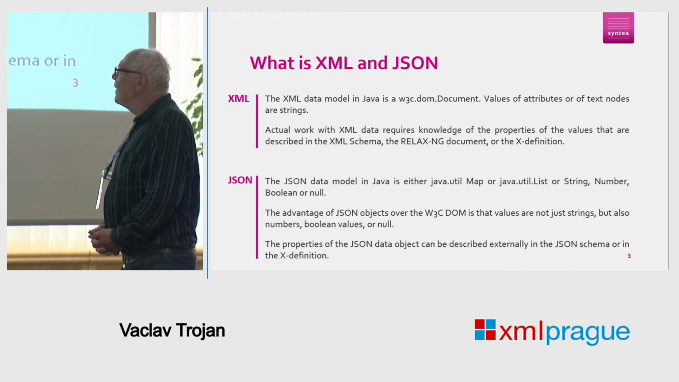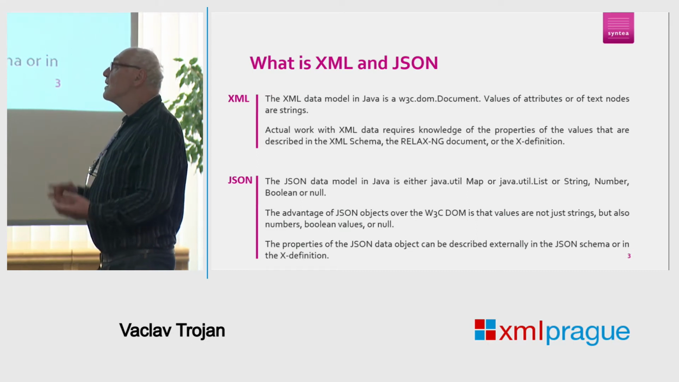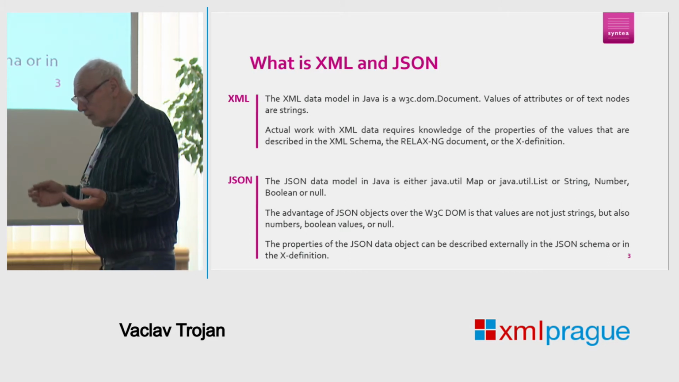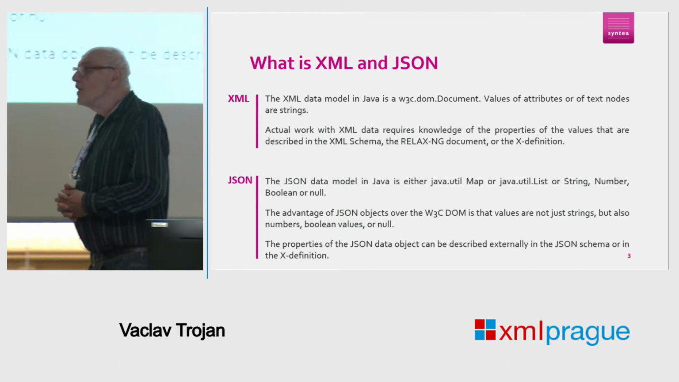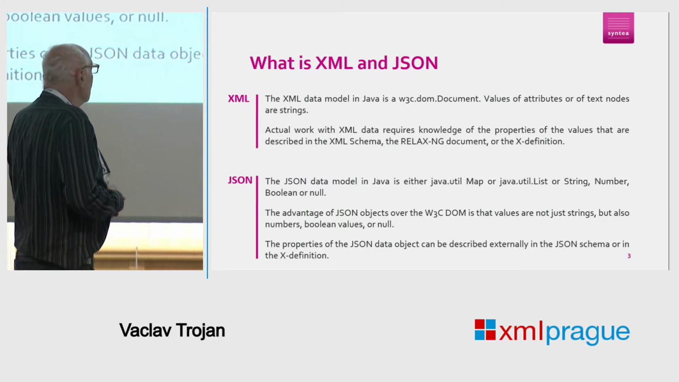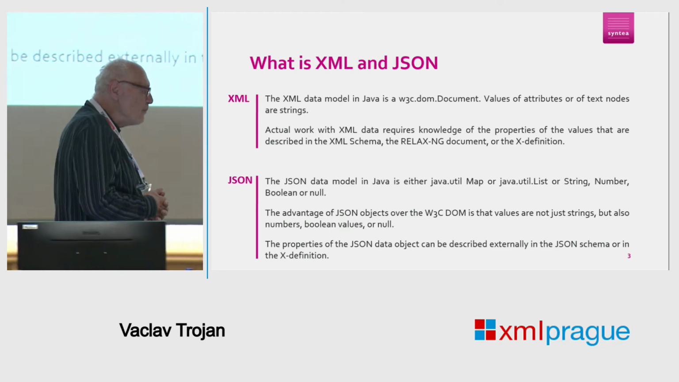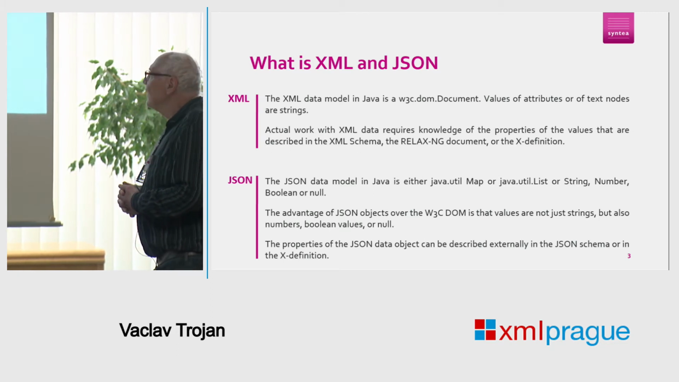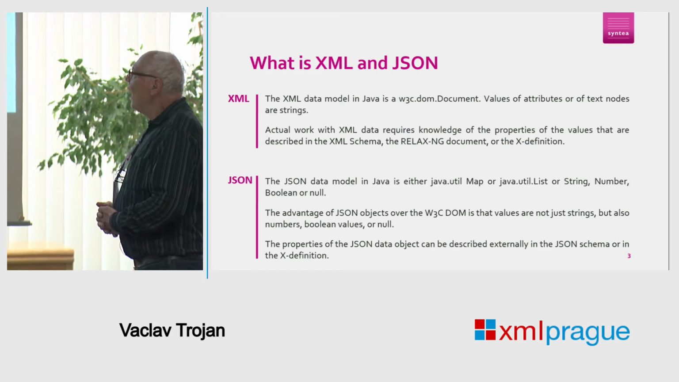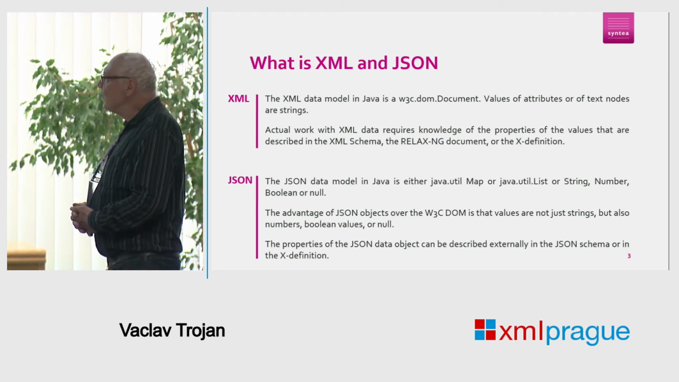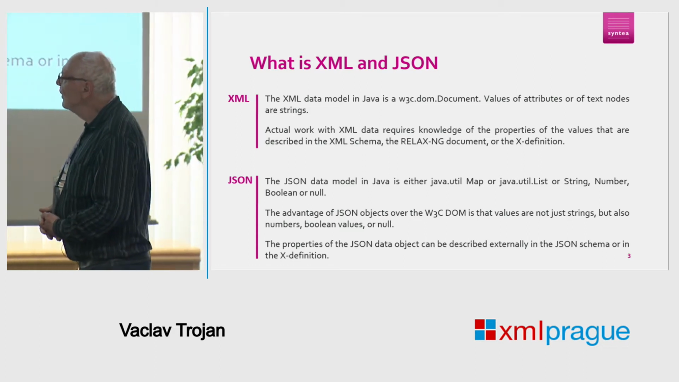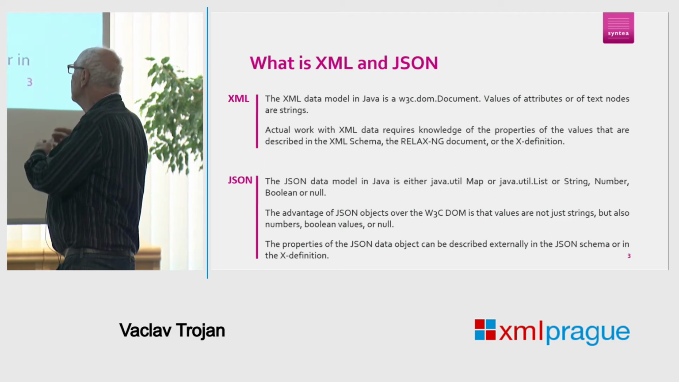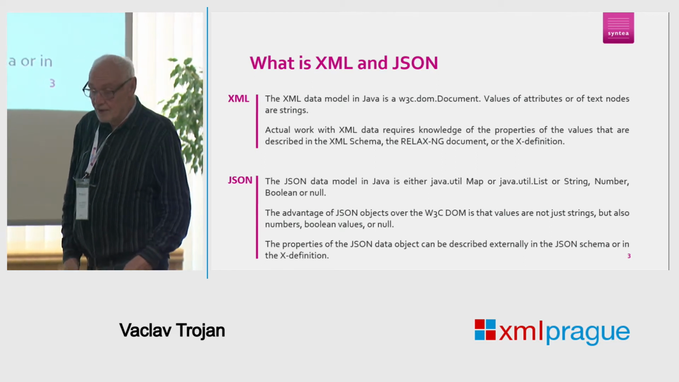The JSON data model is represented as Java maps or Java lists. This way are implemented instances of arrays or of maps or objects, as they call them in JSON. And the data, we call them primitive data, can be not only strings, but also numbers, Boolean values, or null. Properties of a JSON data object can be described externally in JSON data or in X-definition.